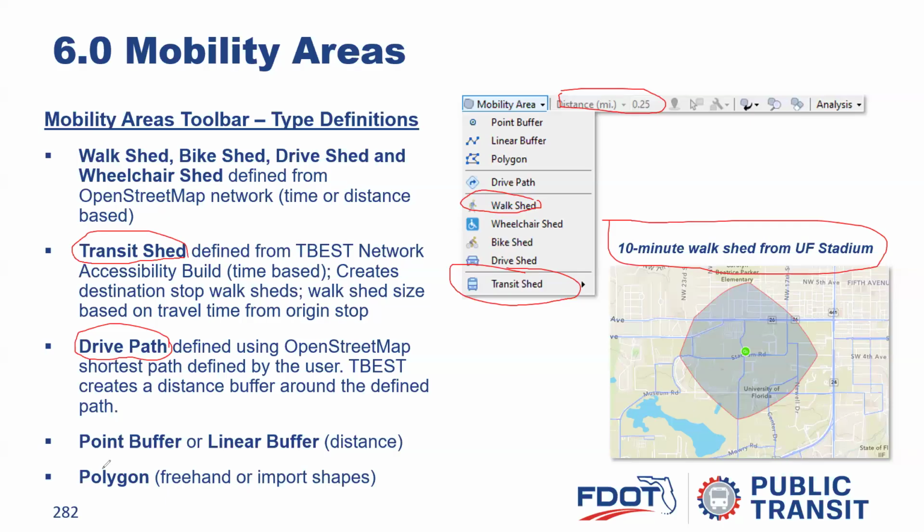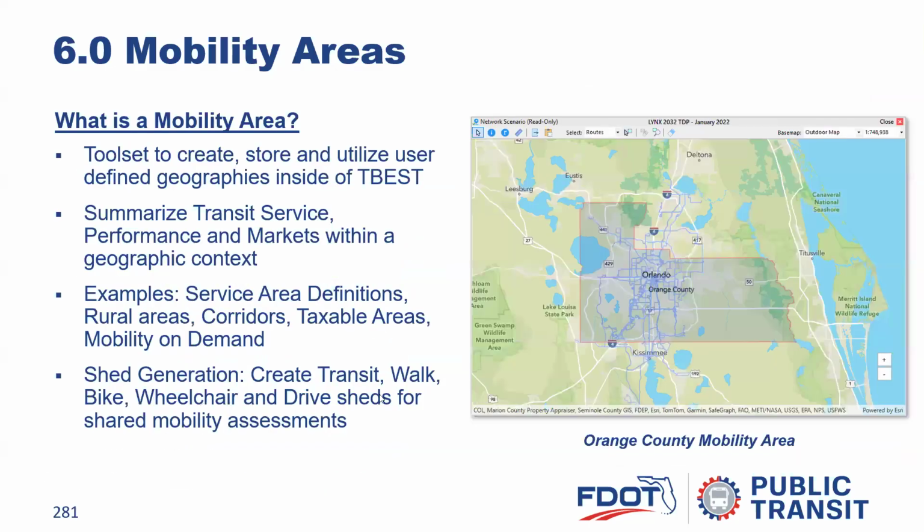And then polygon is freehand, or the option here, and this is an important one, to import shapes, right? So this is where you would have a polygon user layer that you would add to the map. It could be any user layer. And then you could select the features from it and add those in as mobility areas. So that's how we would easily get to this; we'll just clear this off and go back to something like this.